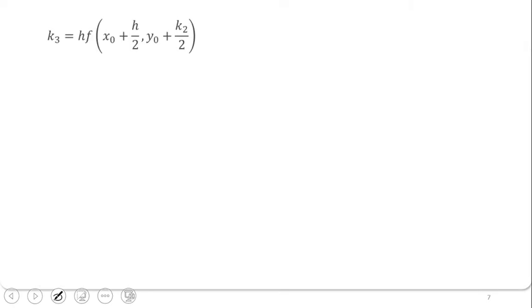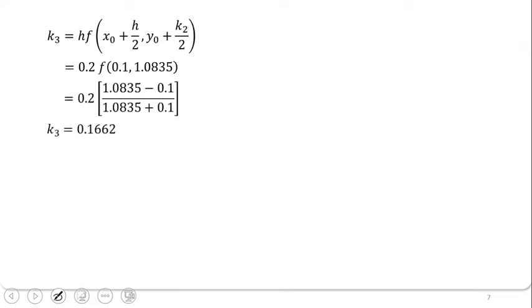Now write down the formula for k3. k3 is h times f of x naught plus h by 2 comma y naught plus k2 by 2. Now substitute the values of h, x naught, y naught and k2 here. Then it is equal to 0.2 times f of 0.1 comma 1.0835. If we simplify this, it will give 0.1662 corrected to 4 decimal places. So our k3 will be 0.1662.